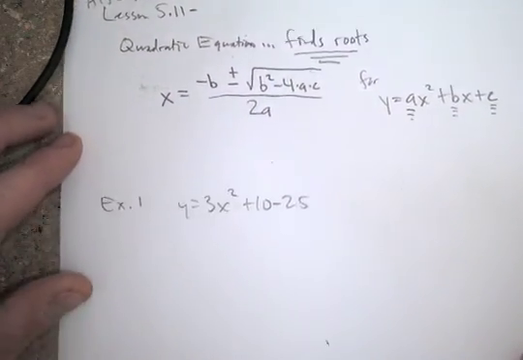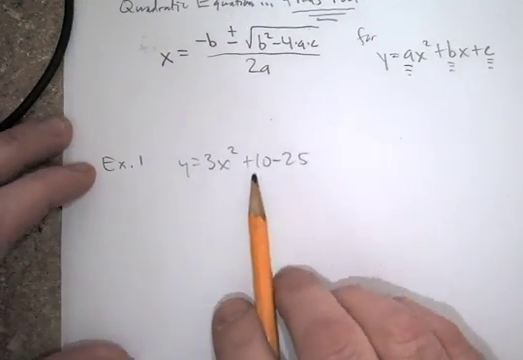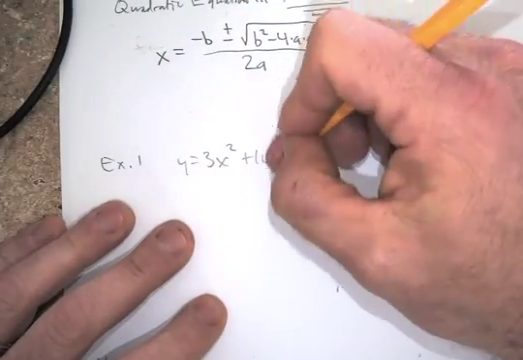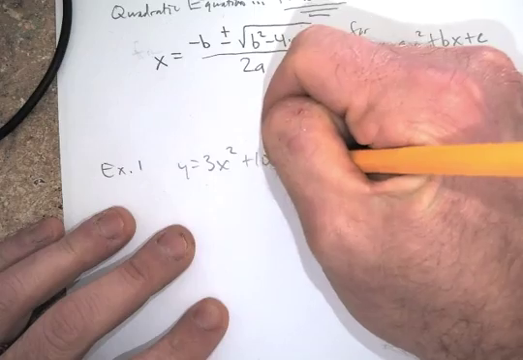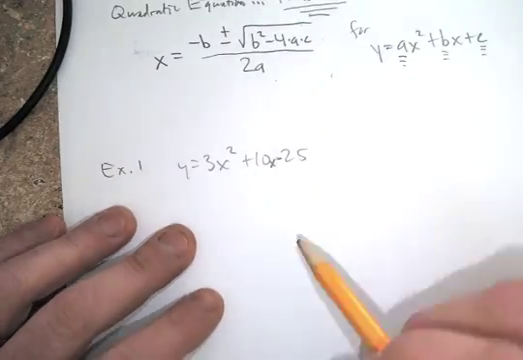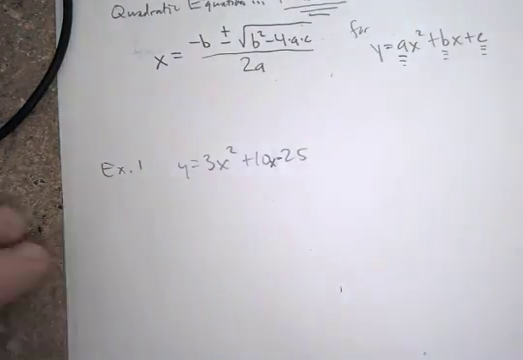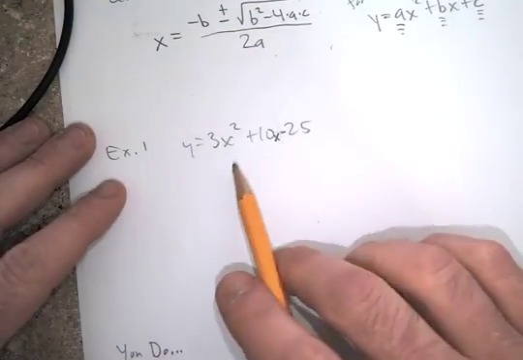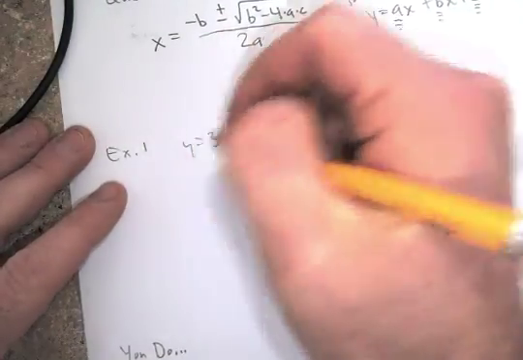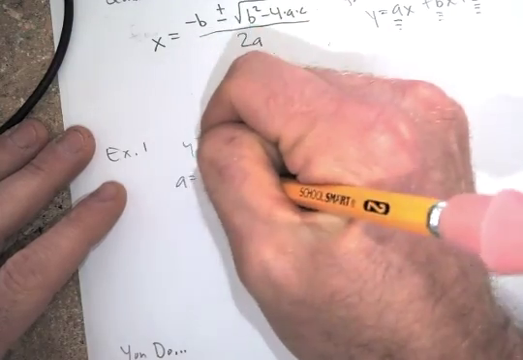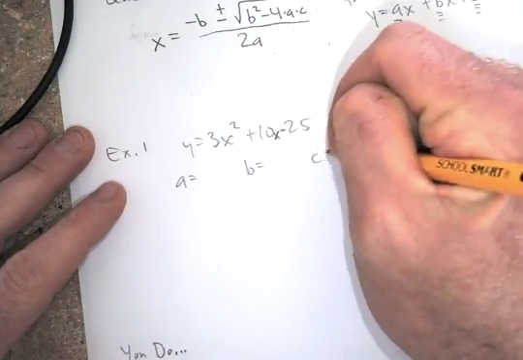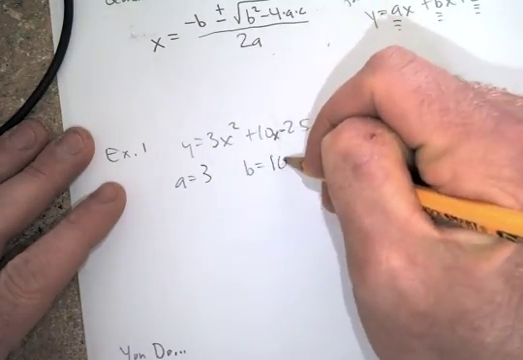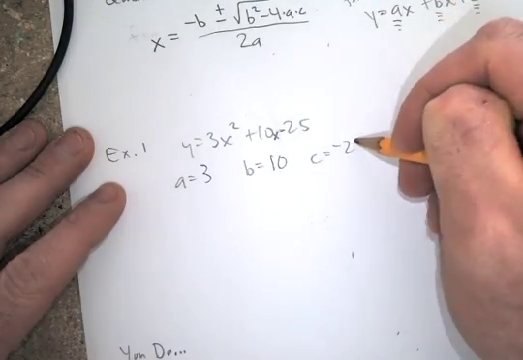Okay, so example number 1, if you want to write this down, y equals 3x squared plus 10x minus 25. And you could say, well, why don't I just factor it like I did before? Well, factoring was kind of a pain. This is an alternative to factoring. It's a different way, because this would be quite hard to factor, actually. Alright, so write down what your a is, what your b is, and what your c is. A is the first coefficient, the 3, b is the 10, and c is the negative 25.